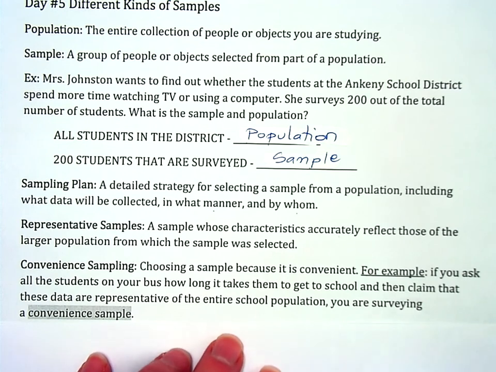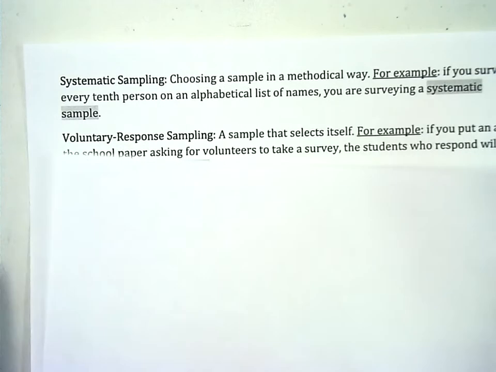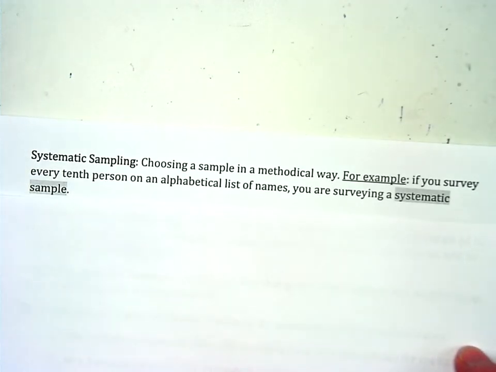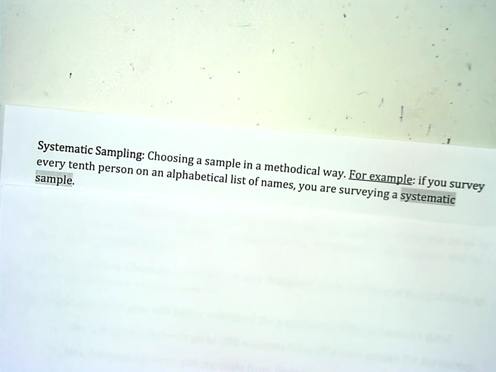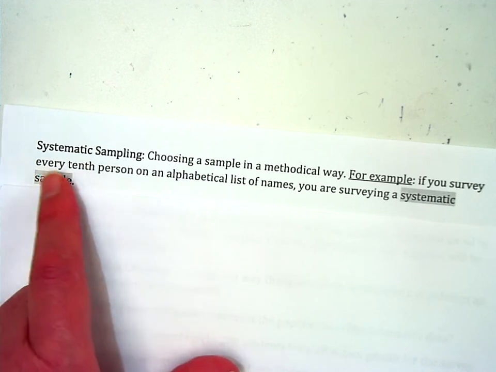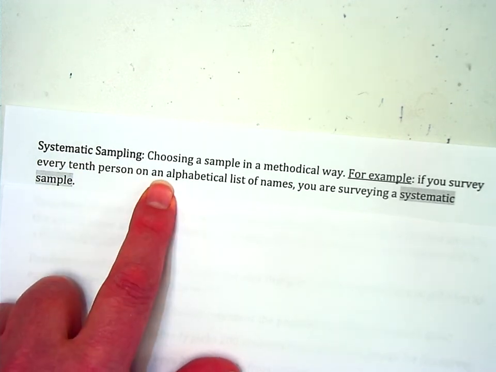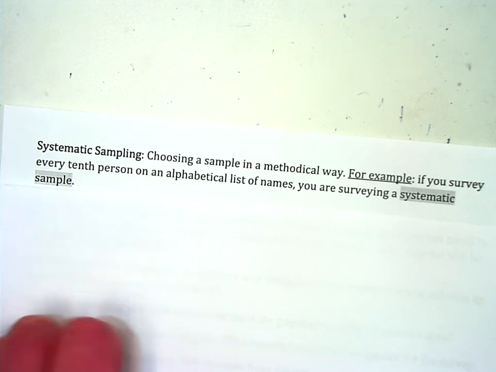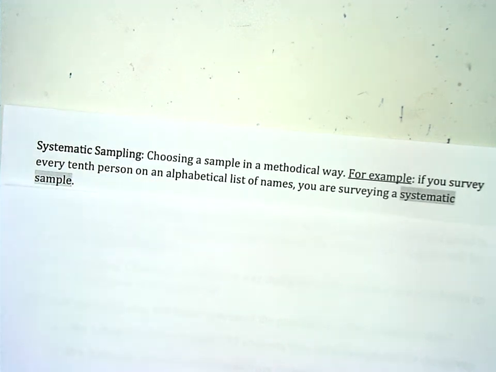Then we have another type of sample, which is a systematic sample. How do you do a systematic sample? It's a sample that you choose in a methodical way. For example, if you survey every 10th person on an alphabetical list of names, you are surveying a systematic sample. If I use the names of all students from Parkview Middle School, and then pick every 5th one or every 20th one, it doesn't matter, and then survey them, that is a systematic sample.